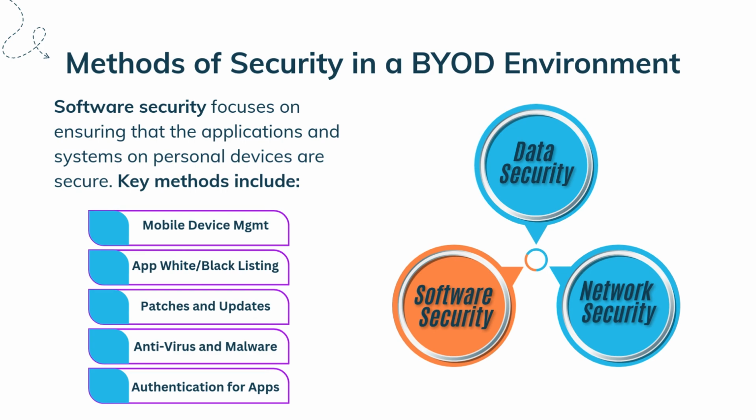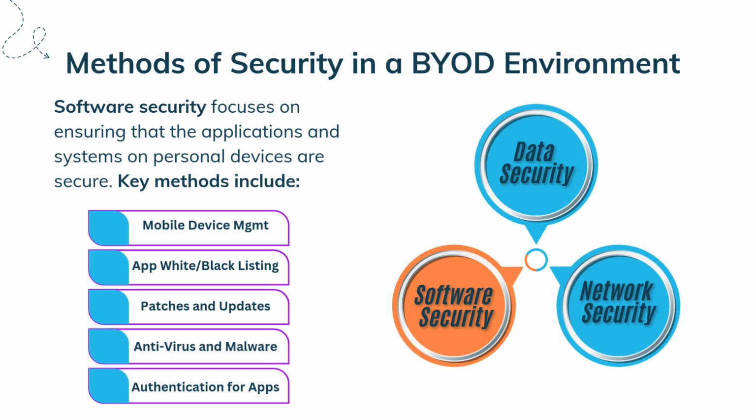Software security is about keeping the applications and systems on personal devices secure. One of the ways we can accomplish this is through the use of mobile device management software, or MDM. MDM is exactly what it sounds like. It allows administrators to easily manage mobile devices. They can use the software to apply policies, manage applications, and ensure that everything meets current security standards.